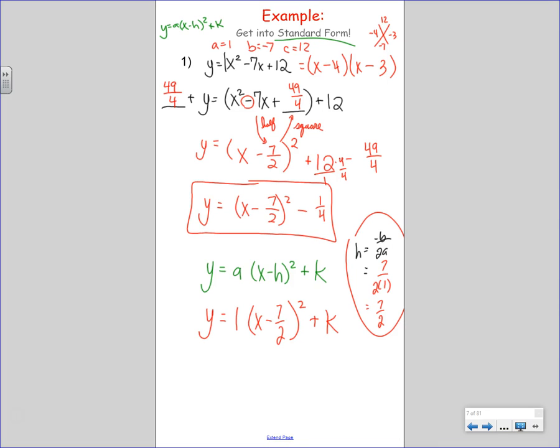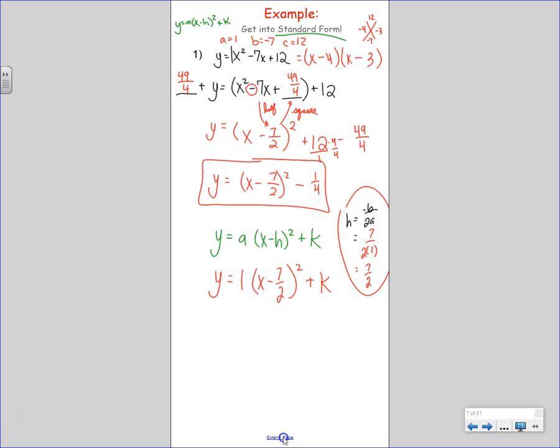Oh man, I'm so close to being done. That's silly. Wait, pause. What do you got to do? You got to find K. How do we find K? You can look in your notes if you want. Right underneath H equals -B/2A, I drew a little line and said, how do we find K? K equals half of -B/2A.